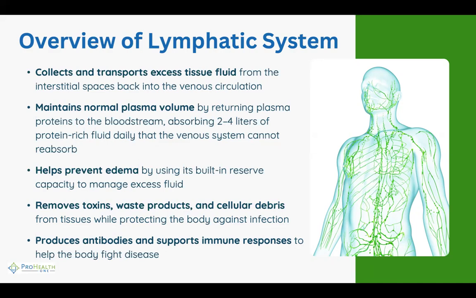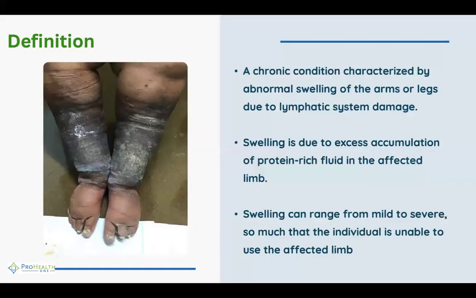It's an important part of the immune system, because it produces a lot of the antibodies that help protect your body overall. And to define lymphedema, it's a chronic condition characterized by abnormal swelling in the arms and legs due to damage to that lymphatic system. The swelling is usually caused by excess accumulation of that protein-rich fluid in the affected limb. The swelling can range from very mild to very severe, so much that individuals are unable to function properly because of the dysfunction they can get from lymphedema. So it's a very significant problem that needs to be identified and managed properly.